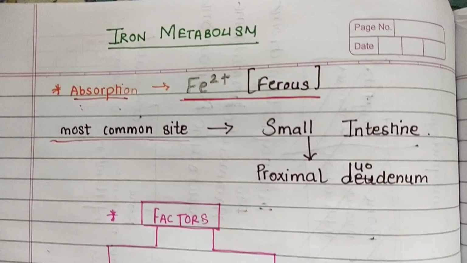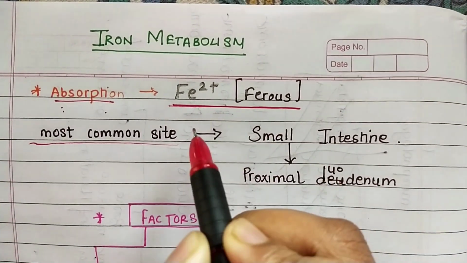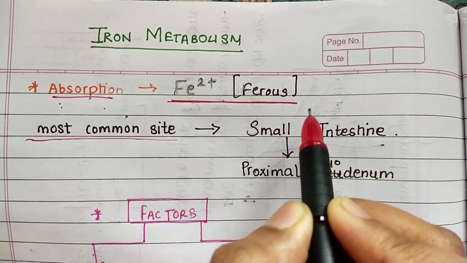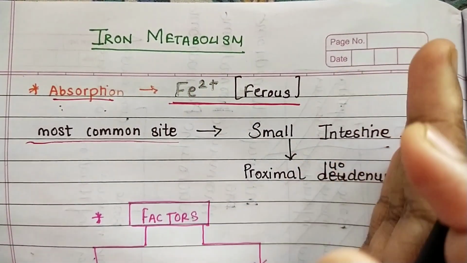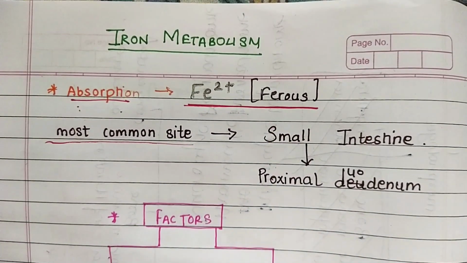So in which form is iron absorbed? Iron is absorbed in the ferrous state. So Fe2+ is the form in which iron absorption takes place in the human body. So in the ferrous state, iron is absorbed.